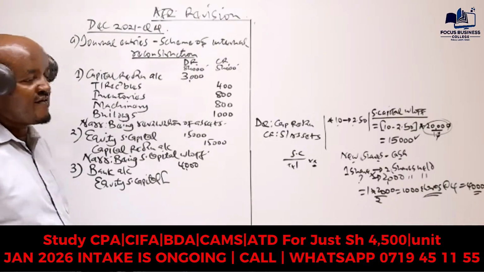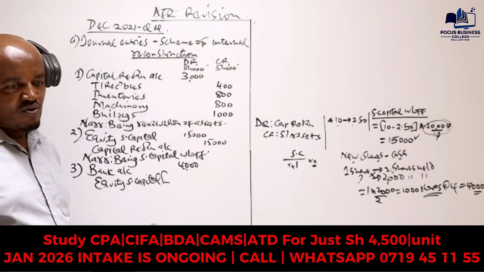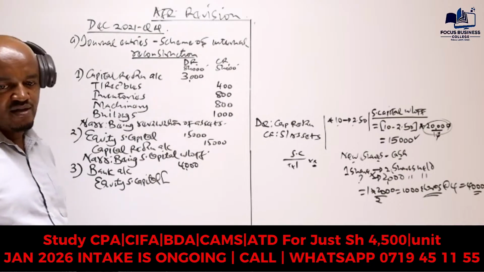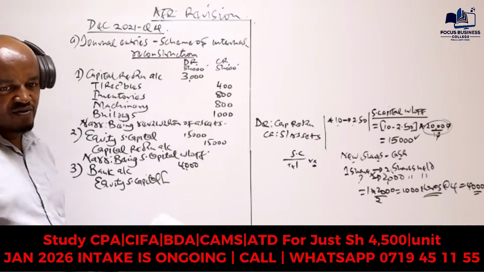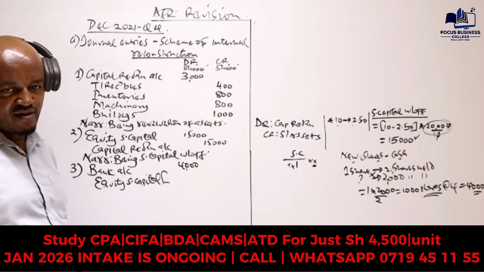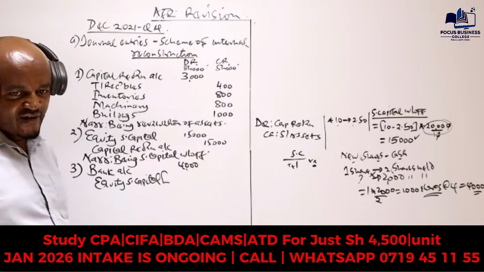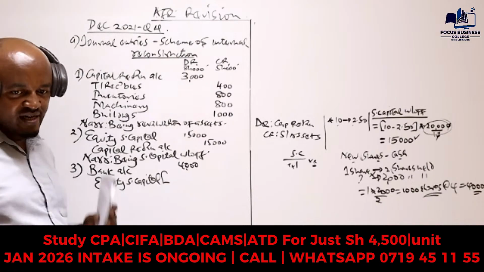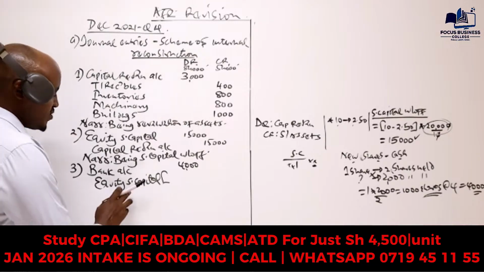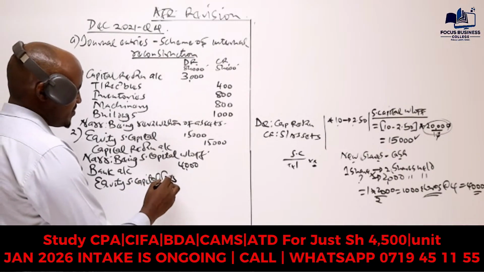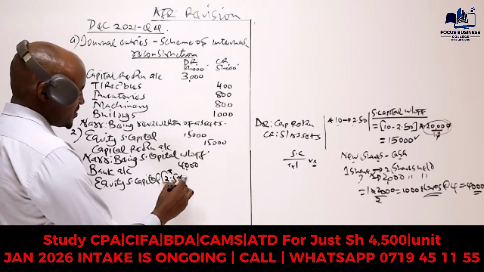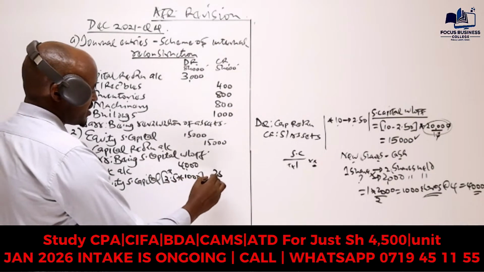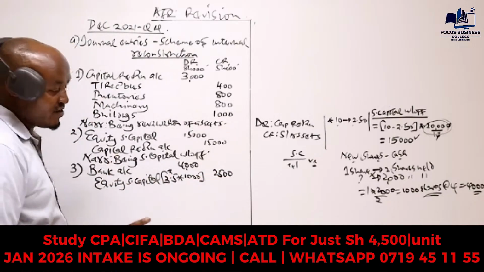Now, what is the new par value per share? The new par value per share is 2.5. Remember, it was previously 10. It has been reduced to 2.5. So the amount to be credited in this account will be the par value 2.5 times the shares issued. The shares issued were 1,000, so the amount credited in this account is 2,500.